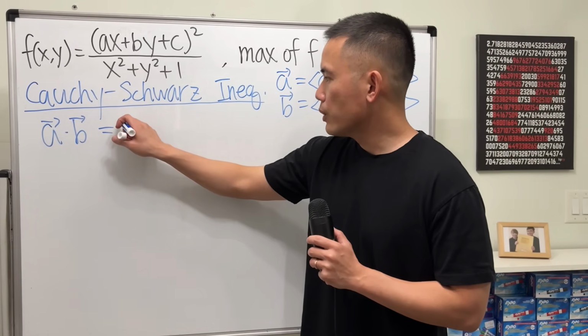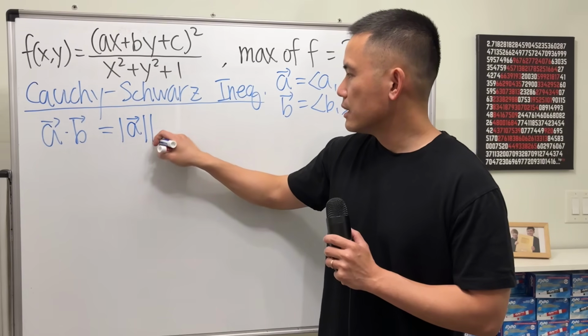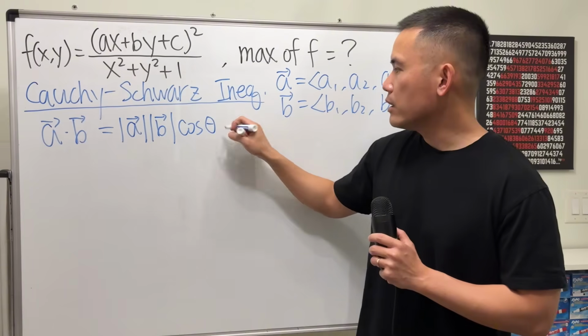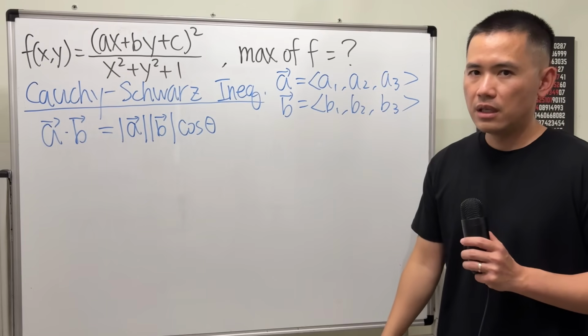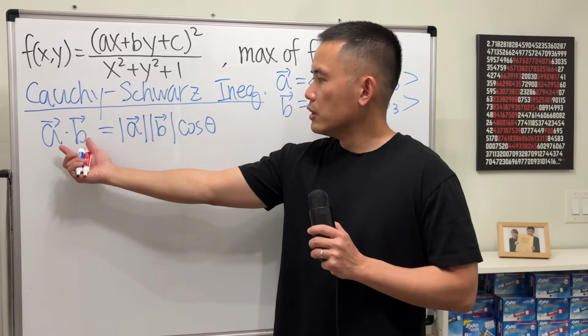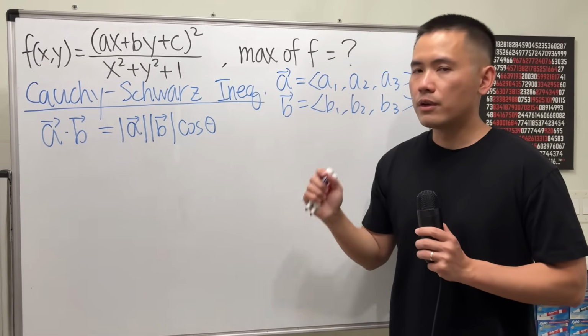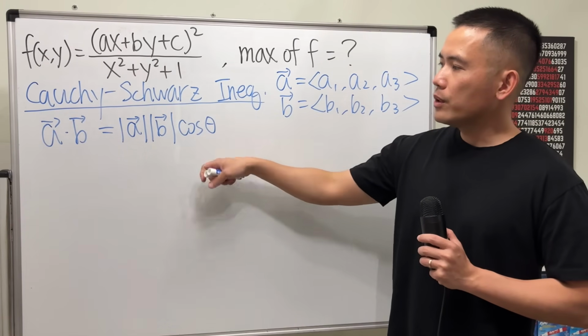This is also equal to the magnitude of A times the magnitude of B times cosine of the angle theta, and that is the angle between these two vectors. And I do have a separate video showing you why this formula is true, and the idea is just to use the law of cosines. You can go ahead and check that out. So how are we going to continue?